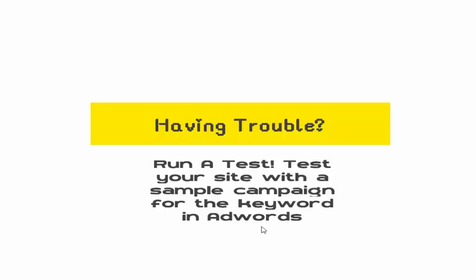Test your site with a sample campaign for the keyword at Google AdWords or Bing Ad Center. If you're having trouble ranking for a keyword, you can buy test traffic to test conversions. In Google AdWords, choose Exact Match, point the traffic to the relevant page on your website, track impressions and the conversion rate over the course of at least 200 to 300 clicks.